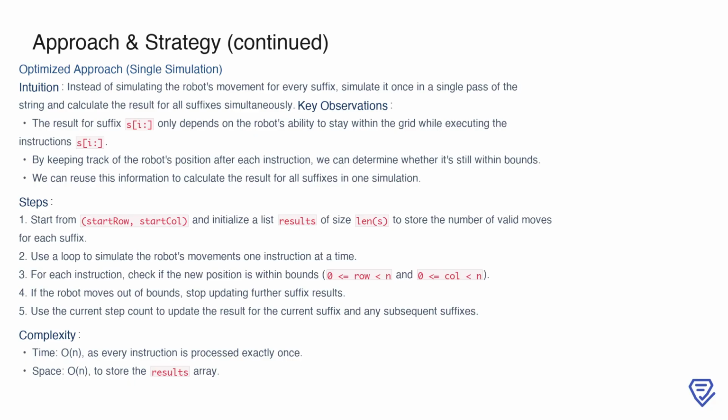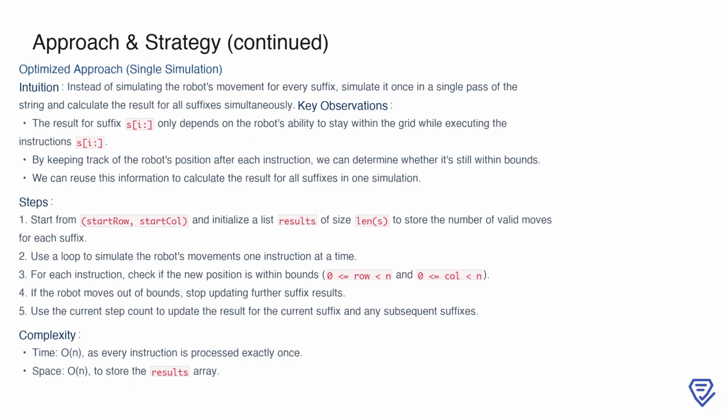The key idea here is to avoid simulating the robot's movement repeatedly for each suffix. Instead, we simulate the robot's movements just once, processing the entire string S in a single pass, while simultaneously calculating the results for all suffixes. The insight is that the result for any suffix S[i] depends solely on whether the robot remains within the grid while executing the instructions from that point onward. By keeping track of the robot's position after each instruction, we can determine its validity and reuse this information to update results for all relevant suffixes.